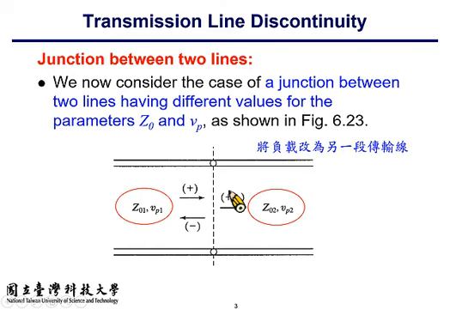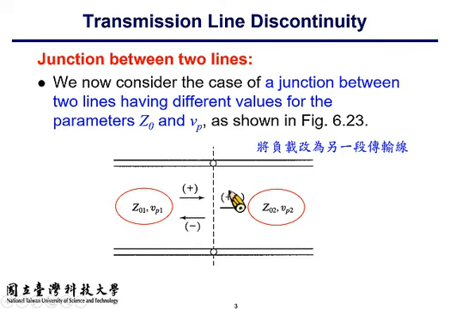So here is a common theme structure in transmission lines, that is a junction between two transmission lines of different characteristics. As the figure suggests, you have one line to the left, which is labeled with Z sub 01, and its propagation velocity is Vp1, and the right hand side is another line, and its characteristic impedance is Z sub 02, and the velocity is Vp2.